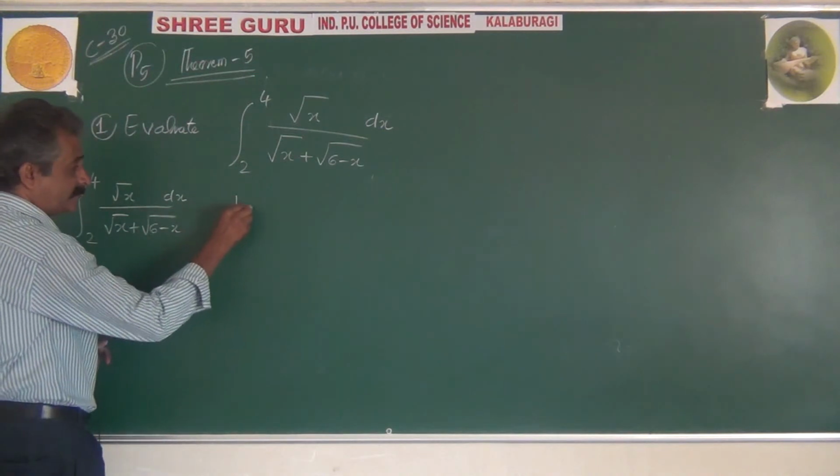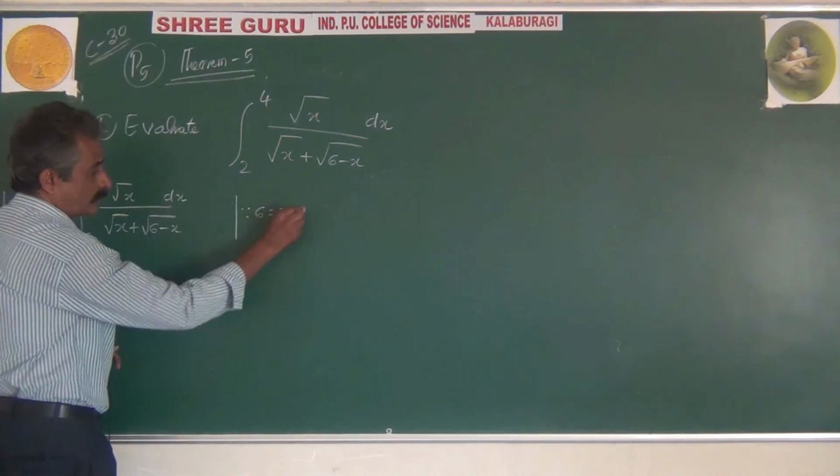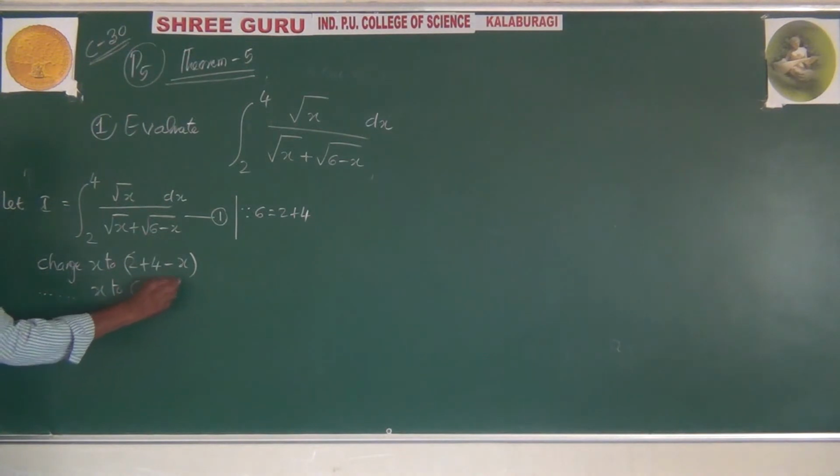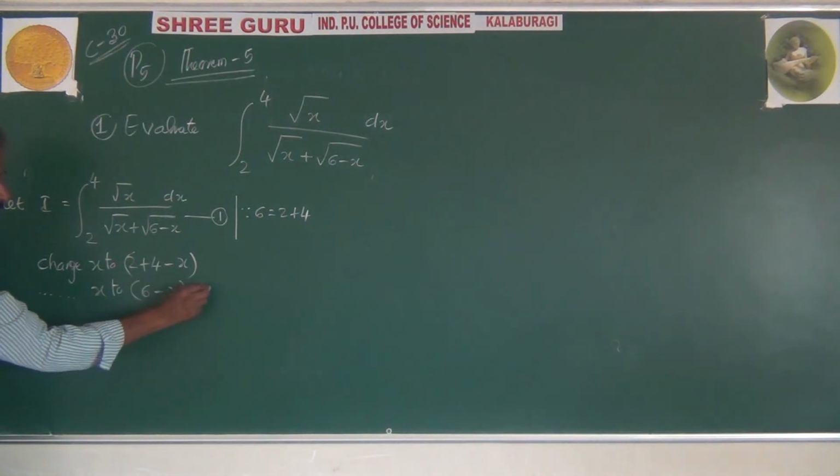And keep in mind, 6 is equal to what? 2 plus 4. And 2 and 4 are exactly our limits. So we shall change x to sum of limits minus x. That's the value, because after all 6 is 2 plus 4. Now change, using property number 5, x to 2 plus 4 minus x. In general, a plus b minus x, that is change x to 6 minus x in 1.